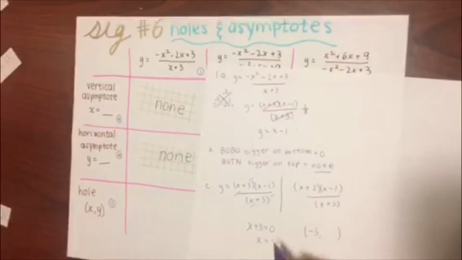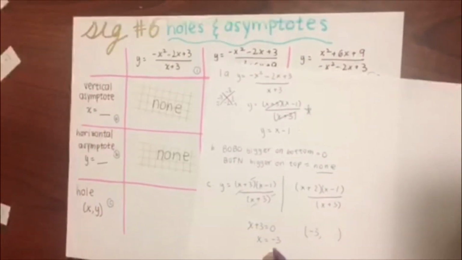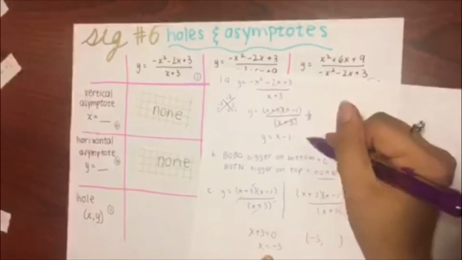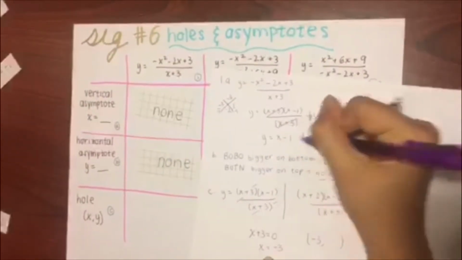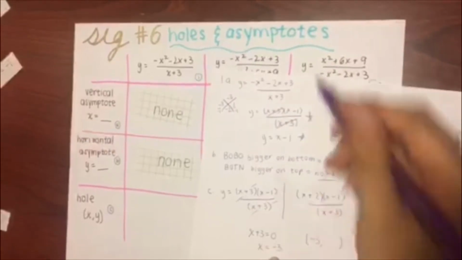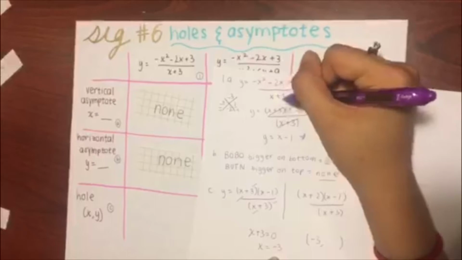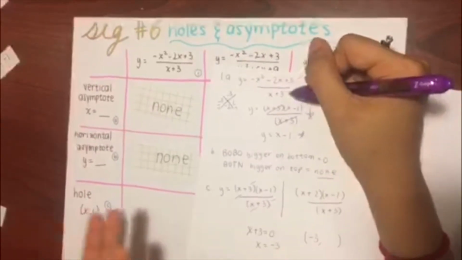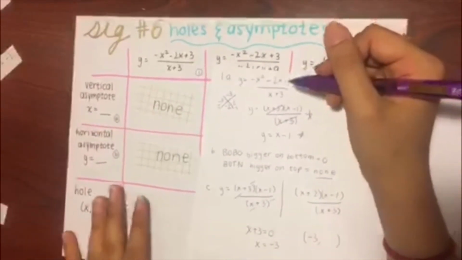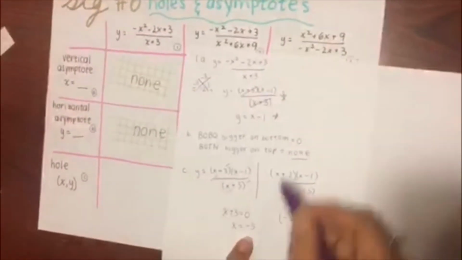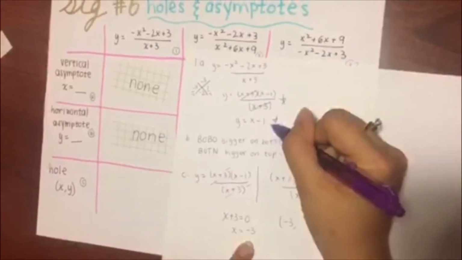Now to find out what your y is, you're going to have to plug in this x equals -3 back to the equation that was most simplified. Because if you plug this -3 back into the original equation, then you're going to do -3 plus 3 and your denominator is going to be 0. And we all know that you can't have a 0 in the denominator. So what you're going to do is you're going to plug this -3 back to this equation.